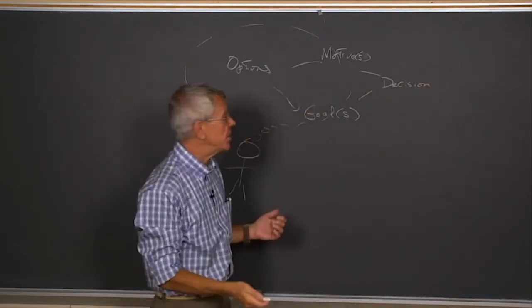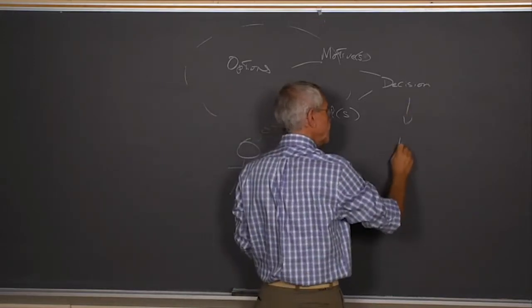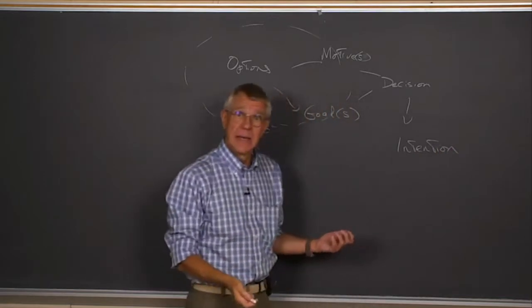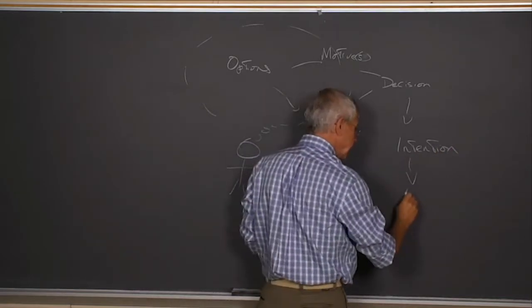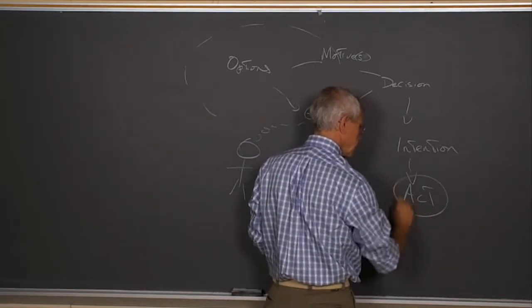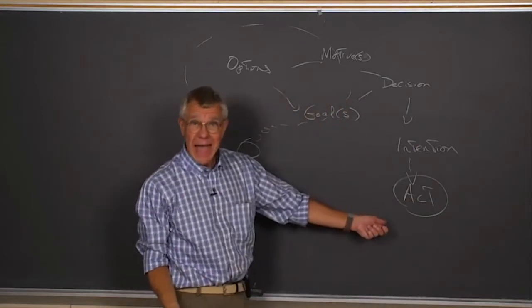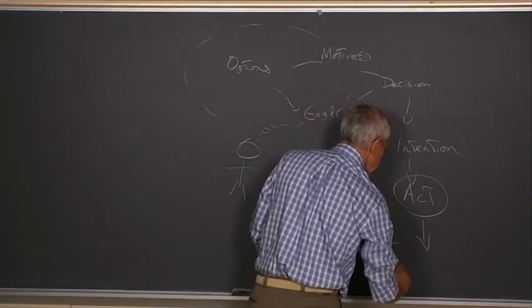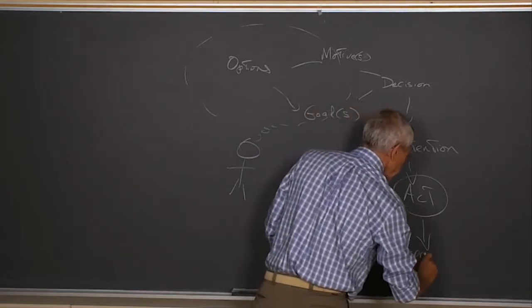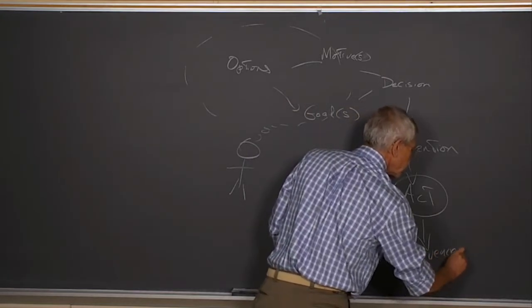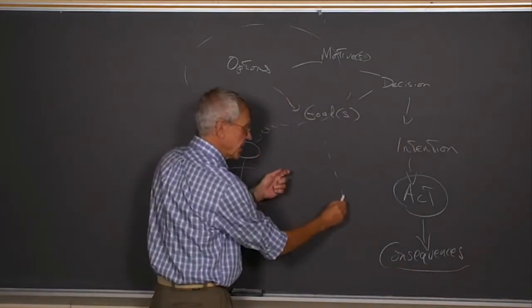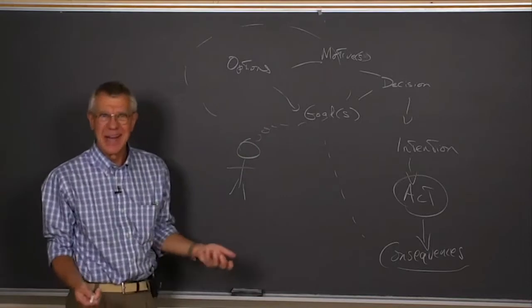And out of that decision, I form an intention to act in a certain way, and then I actually act in that way. Well, my action then has a variety of effects. And so it has certain consequences. Certain things result from my action. And then I can compare those consequences to the goals that I had and see how well I did.